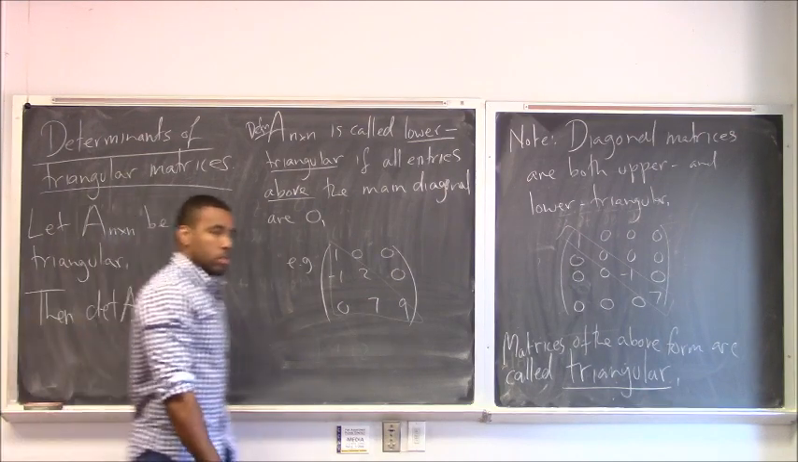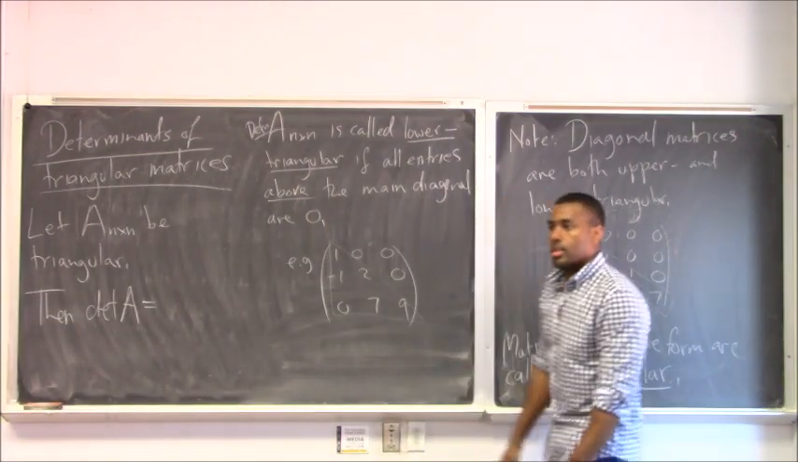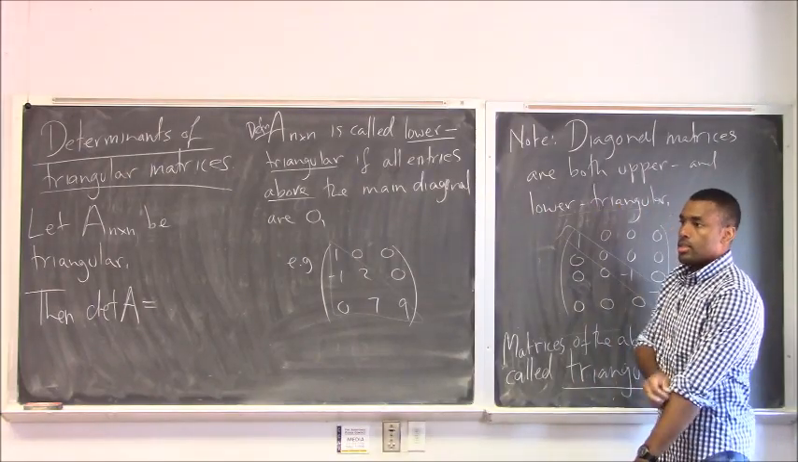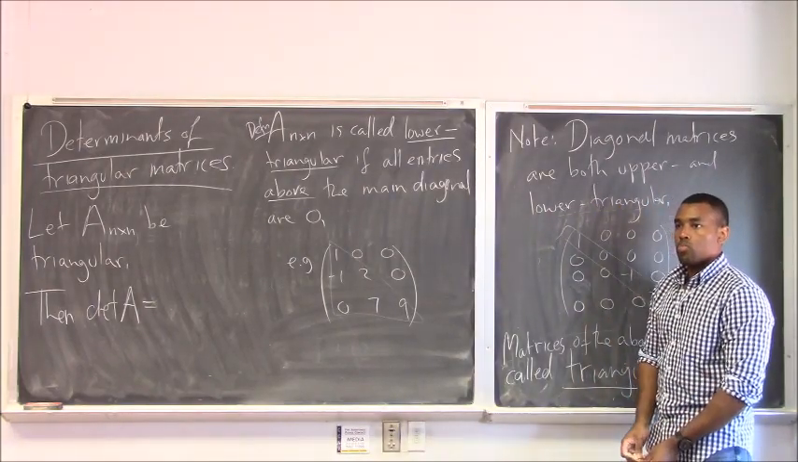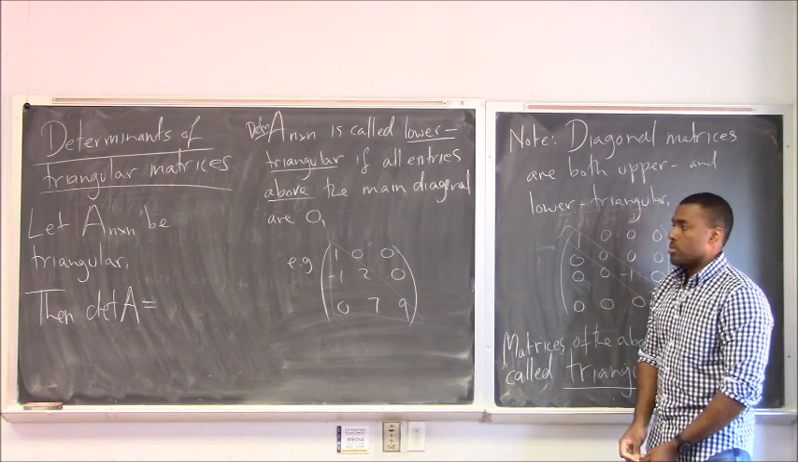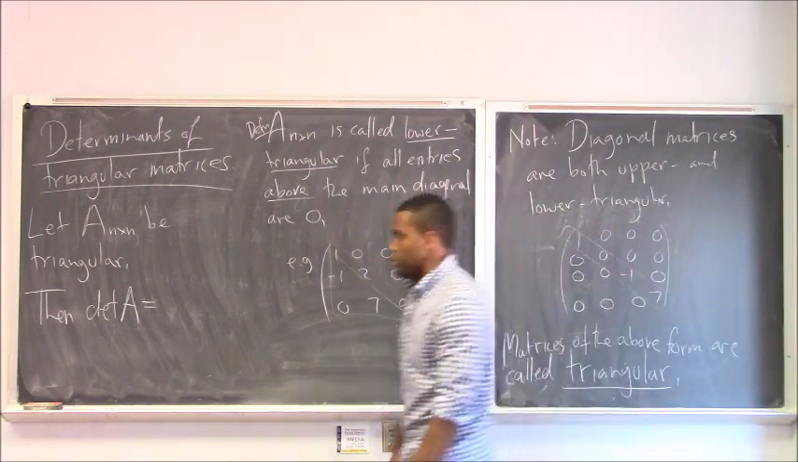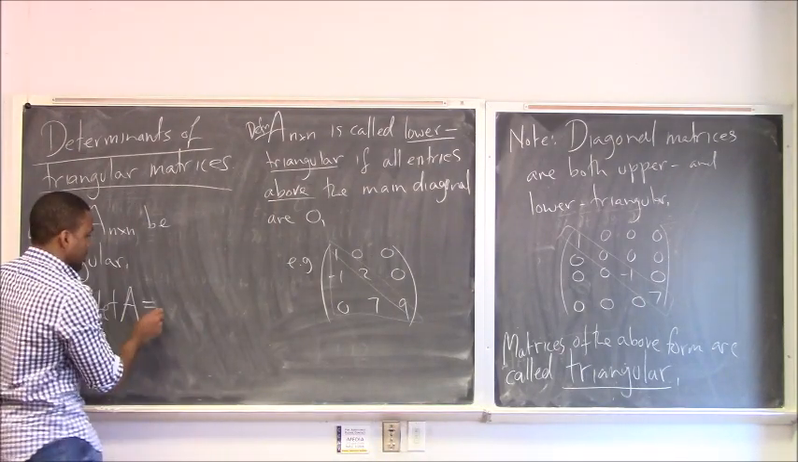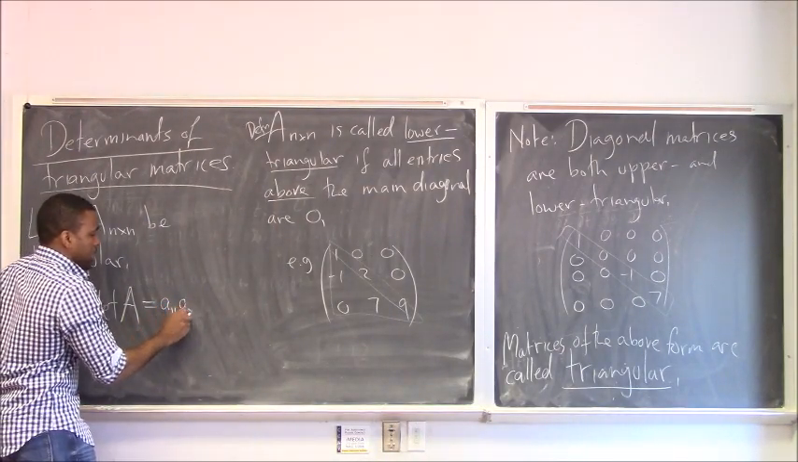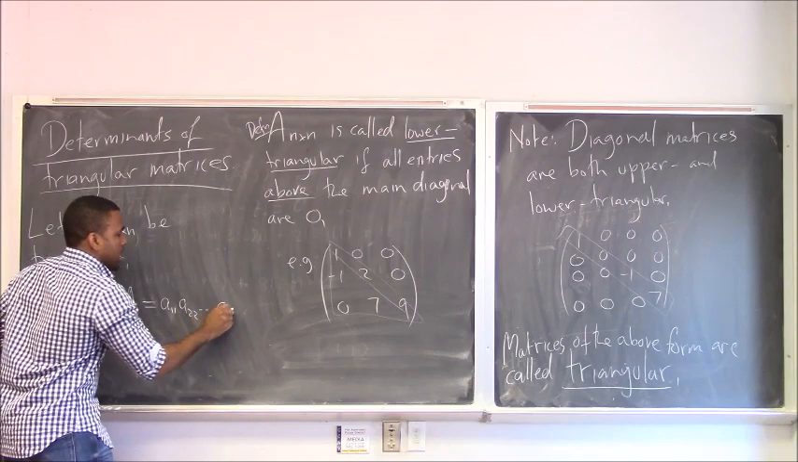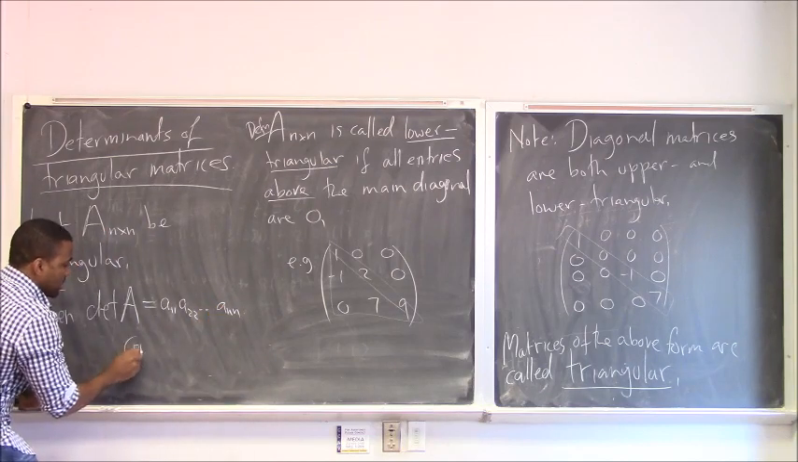How would you find the determinant of a triangular matrix? Yeah, just multiply the diagonal. You basically just multiply it along the diagonal. Multiply all the diagonal entries, that's the determinant. So it's going to be A11, A22, all the way down to ANN, i.e. the product of the diagonal entries.